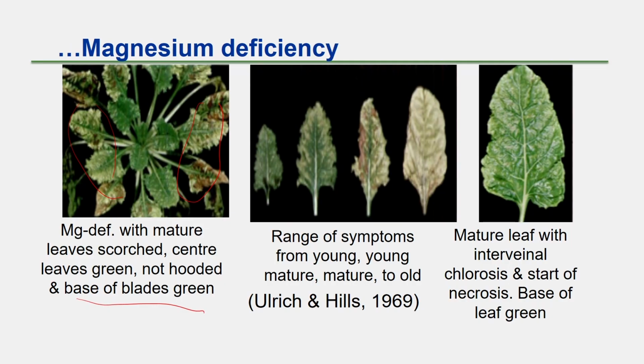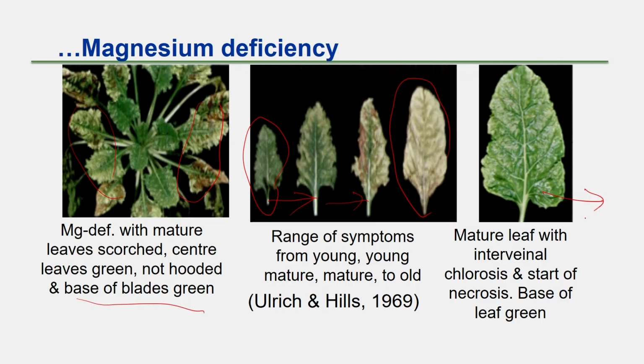Now how the deficiency symptoms of magnesium advance. So you can see this is the young leaf where deficiency symptoms have just started, and then it advances to second stage. You can see more greening of leaf, and third you can see the yellowing of leaf, and finally you can see the leaf is getting yellow.